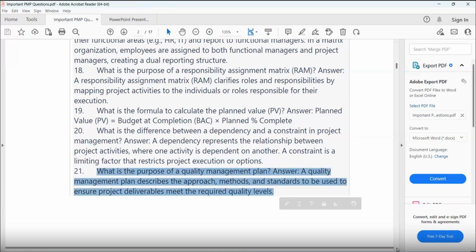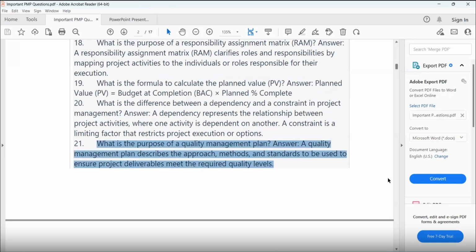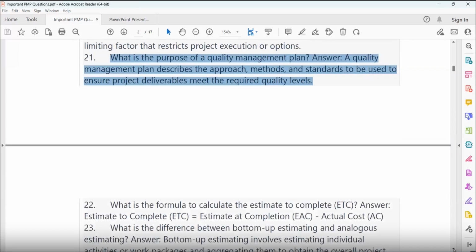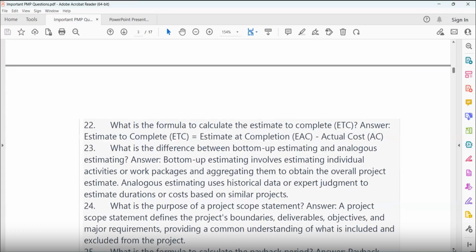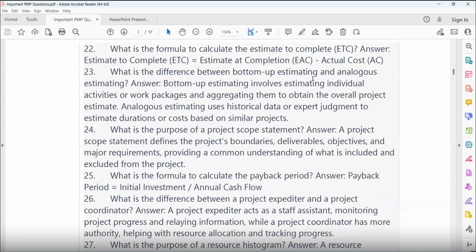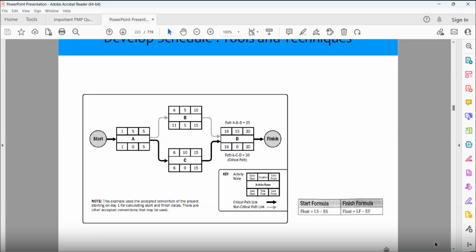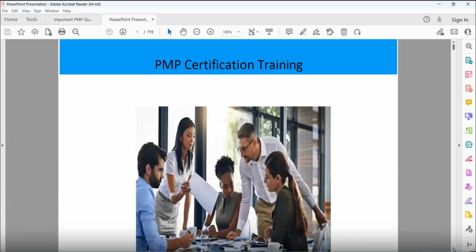What is the purpose of a quality management plan? A quality management plan describes the approach, methods, and standards to be used to ensure project deliverables meet the required quality level. What is the formula to calculate the estimate at completion? What is the difference between bottom-up estimating? So these are the things. I will not waste your time on this one. What I'm going to do is revise the whole topic from beginning till end in the next 1 hour 50 minutes, so that everything becomes clear. And if there is any question, you can ask.